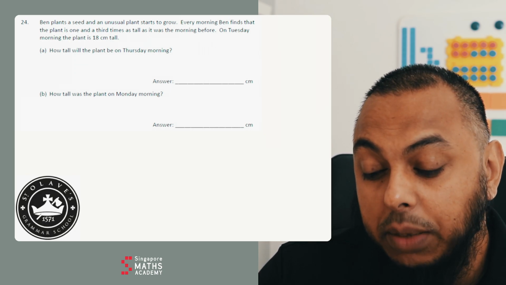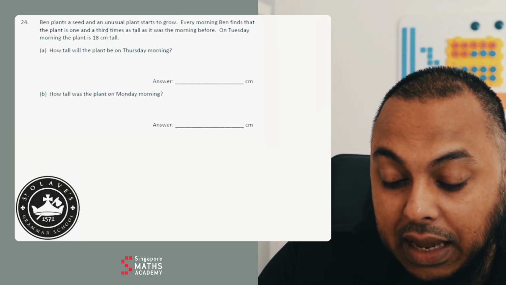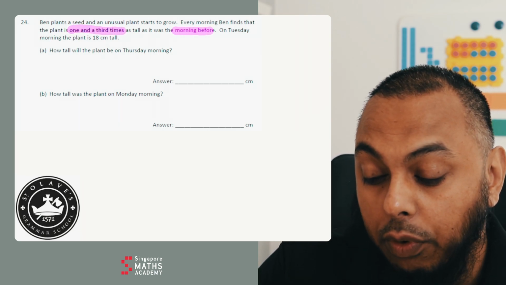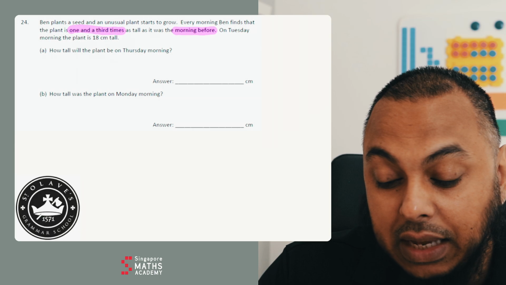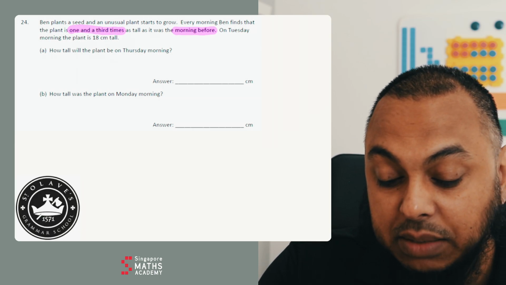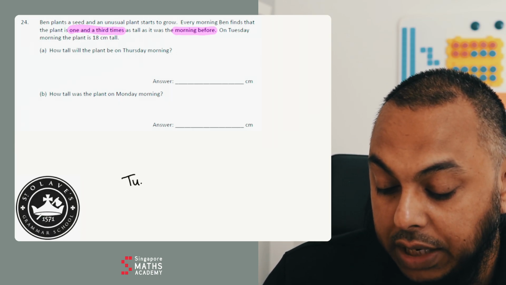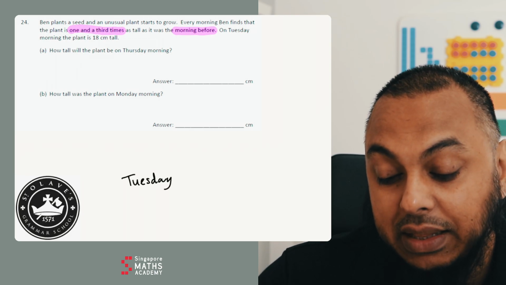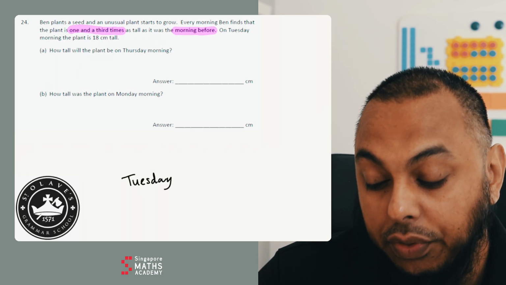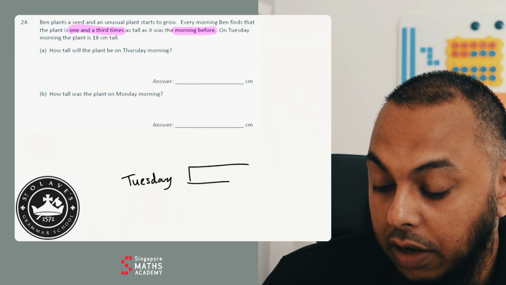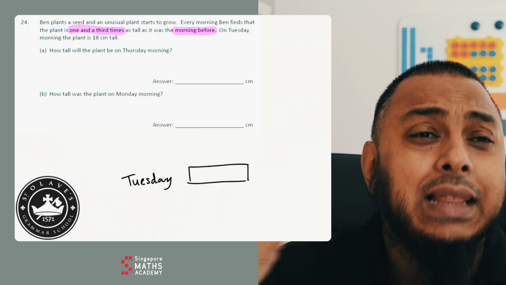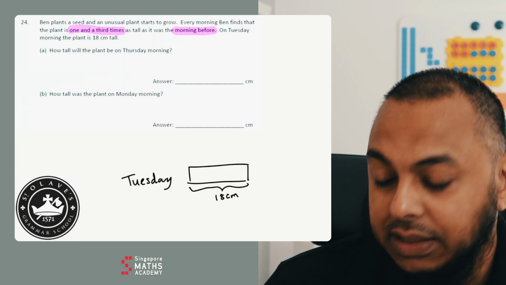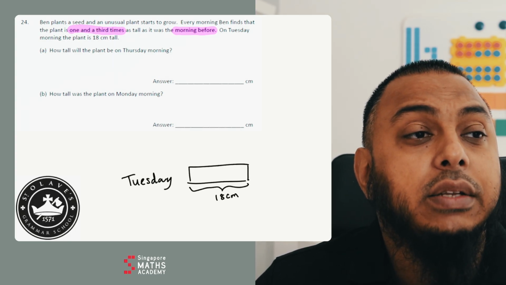So it says every morning Ben finds that the plant is 1 1/3 times as tall as it was the morning before. On Tuesday the plant is 18 centimeters tall. So I'm going to write Tuesday, and I know it's 18 centimeters tall. Then it says how tall will the plant be on Thursday. So I've got Tuesday, I've got this length here, that's going to be my 18 centimeters, right? So with that in mind, what do I do next?